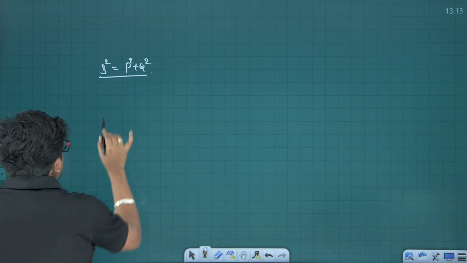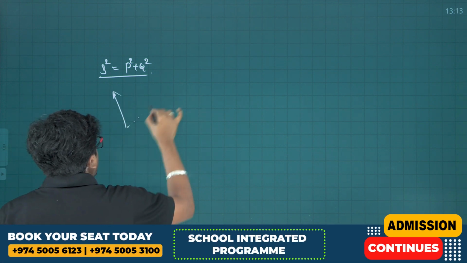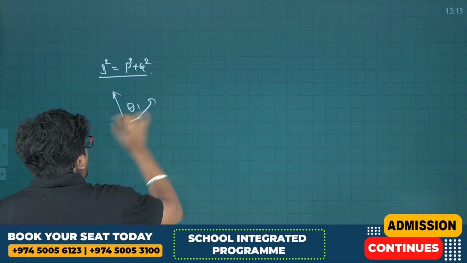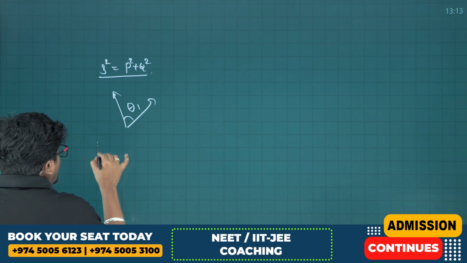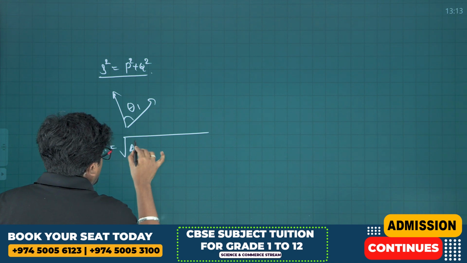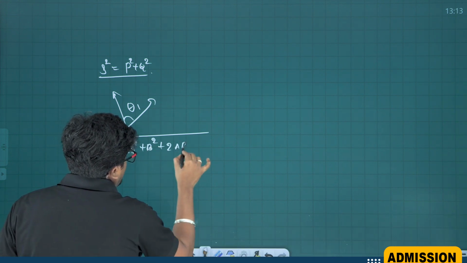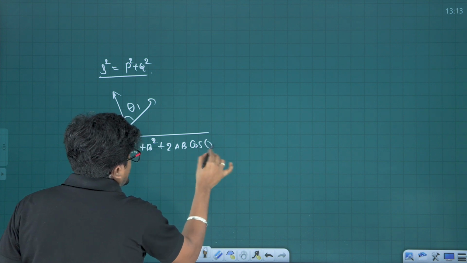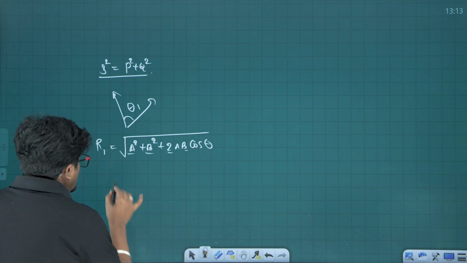Now, if those two vectors, vector A and vector B, are at an angle of theta 1, then the magnitude of the resultant R1 is supposed to be the square root of A square plus B square plus 2 times AB cos of theta. And I told you the magnitude of this is S.